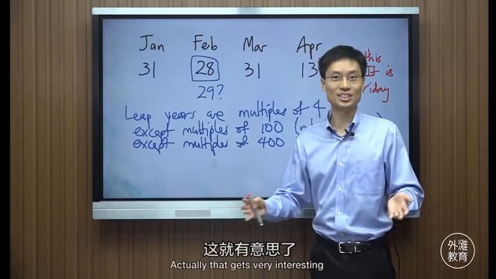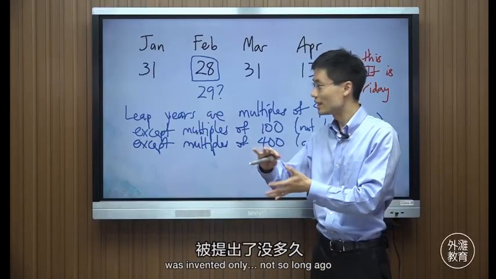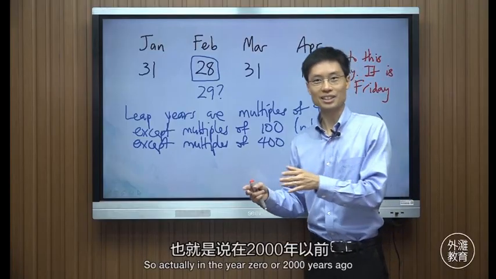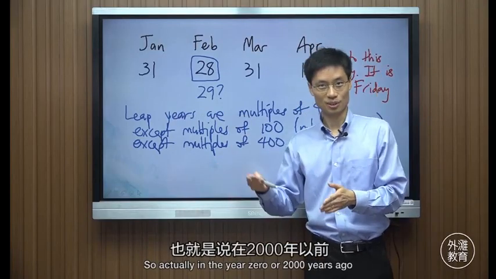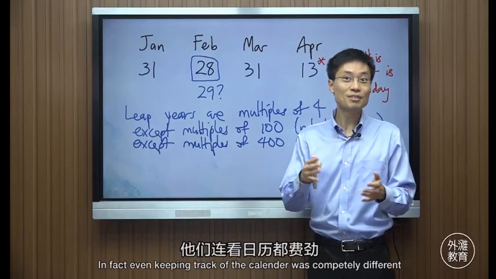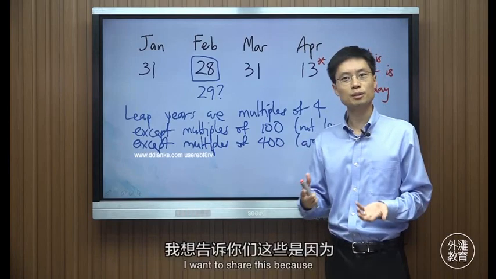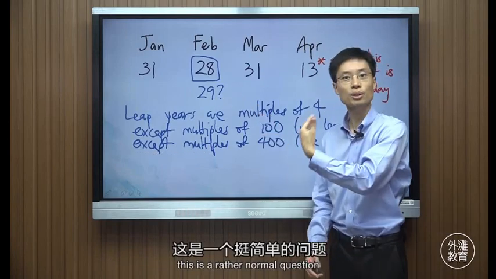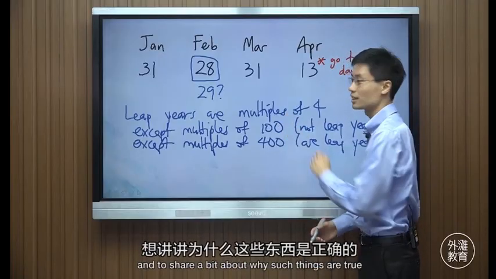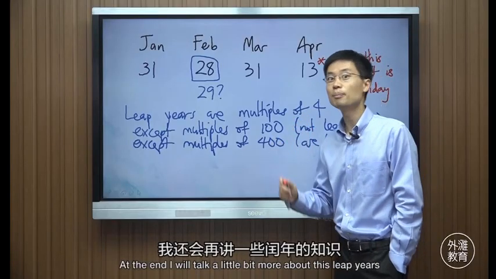Actually, that gets very interesting because the notion of leap years was invented only not so long ago. And so actually in the year 0, or 2,000 years ago, people didn't even know what leap years were. In fact, even keeping track of calendars was completely different. I'm sharing this because this is a rather normal question, but I also want to share a bit of history and a bit of why such things are true. At the end, I will talk a little bit more about leap years.